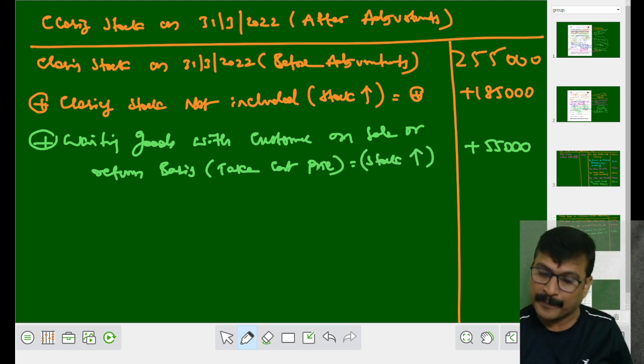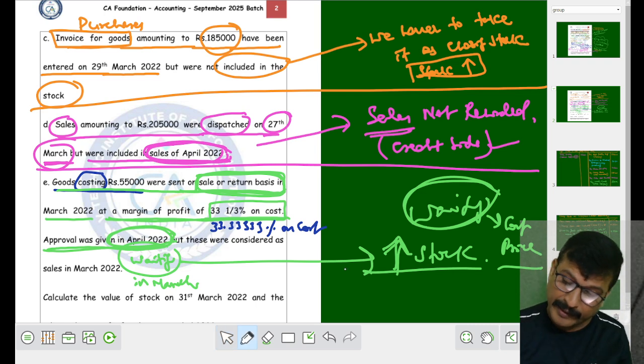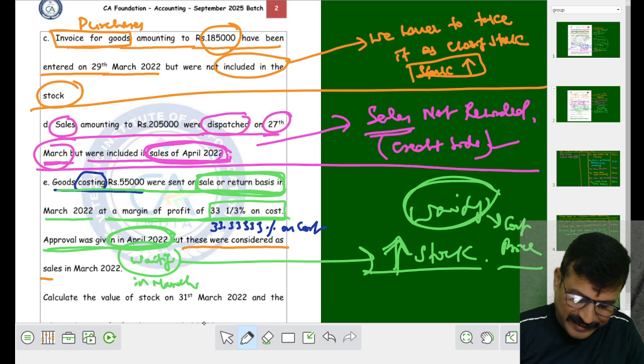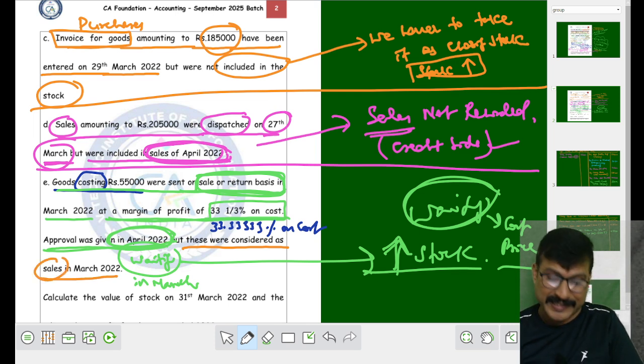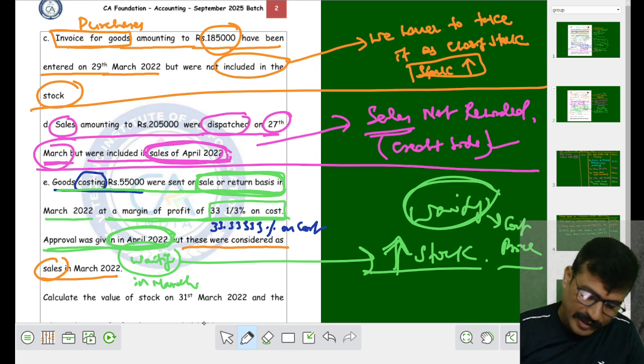बाद में क्या हुआ? See here what happened. Very important point. See here what happened. Waiting तो हुआ, but these were considered as a sales in March. It is considered as sales in March. Sales in March means what?